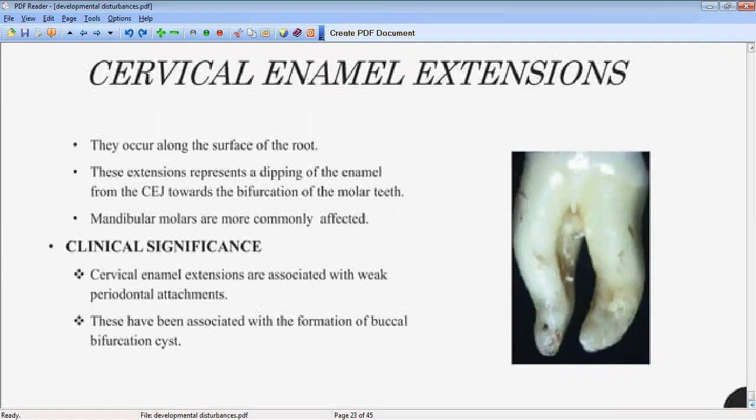Occurs along the surface of the root. These extensions represent a dipping of the enamel from the CEJ towards the bifurcation of the molar teeth. Mandibular molars are more commonly affected. Mandibular molars, right? Cervical enamel extension has a weak periodontal attachment again. So we have to take care of oral hygiene. These have been associated with the formation of the buccal bifurcation cyst.